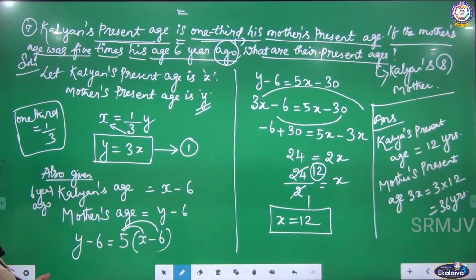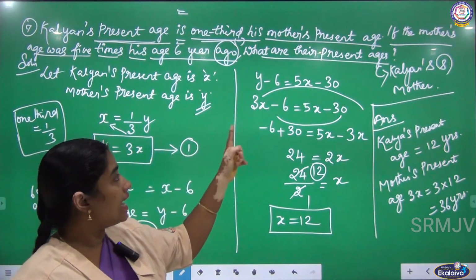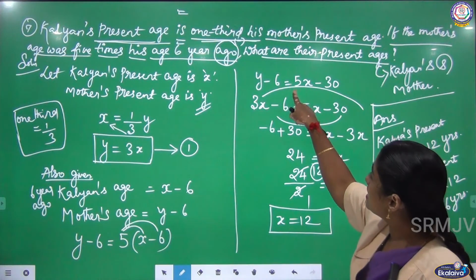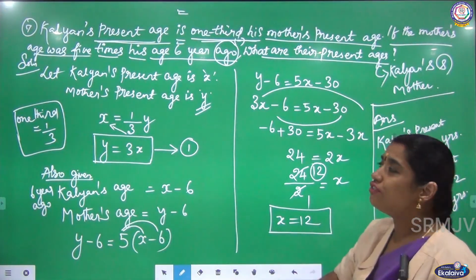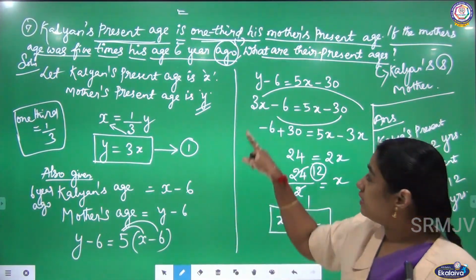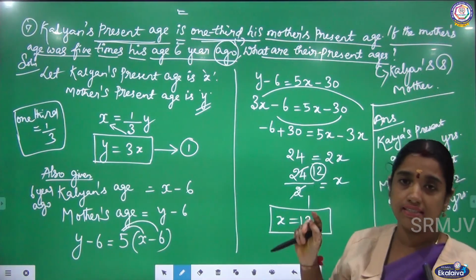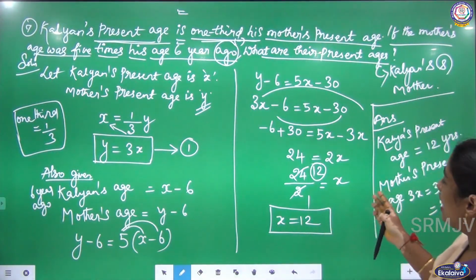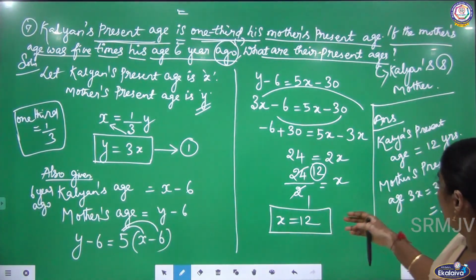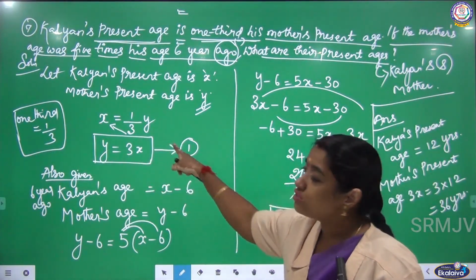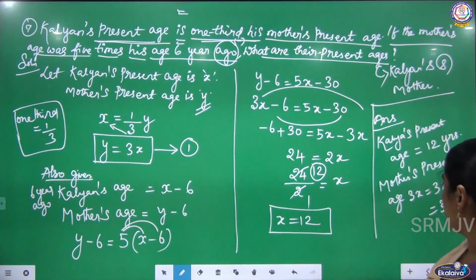Now I am going to frame the equation and simplify it to find the x value. Both sides should have the same variables, then only I can find it. Here y minus 6 is equal to 5x minus 30. So substitute the y value, 3x, so 3x minus 6 is equal to 5x minus 30. You send the variable to one side and the constants to the other side. After that, x is equal to 12. This is Kalyan's present age. Got it? And for mother's present age, y is equal to 3x, so 3 into 12, 36 years. Can you understand this, children?